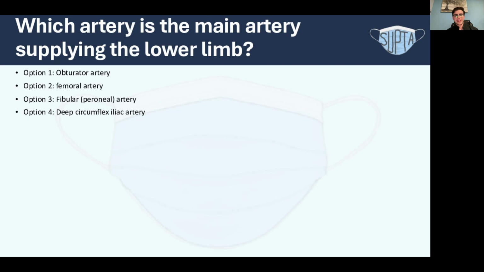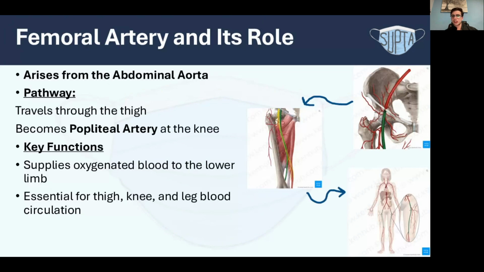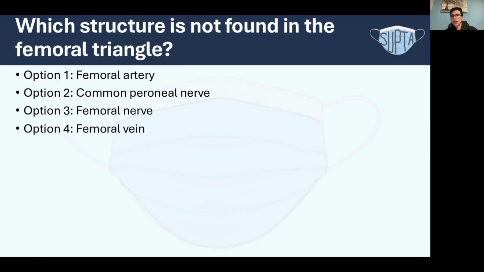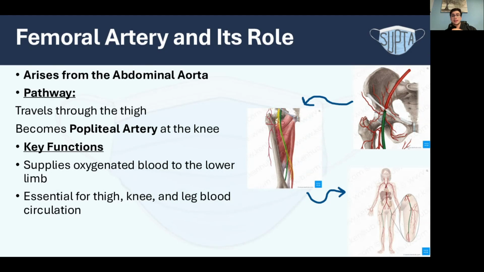So which artery is the main artery supplying the lower limb? Okay. The majority of people went for the femoral artery, and that is indeed the correct answer. The femoral artery is the main artery that supplies the lower limb.